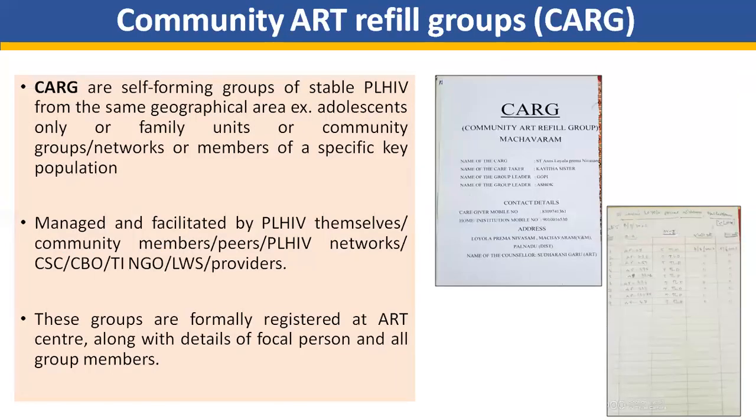Now, the community ART refill groups, these groups were initially at a testing model, and these are now in operation in Andhra Pradesh. It has been seen that the community ART refill groups are a proxy medicine pickup type thing, a self-forming group of stable PLHIV from the same geographical area, like adolescents only, or family units, or community group network of members, or of a specific key population. It is managed and facilitated by the PLHIV themselves, community members, peers, networks, CSC, CBO, ATI, and the other providers.